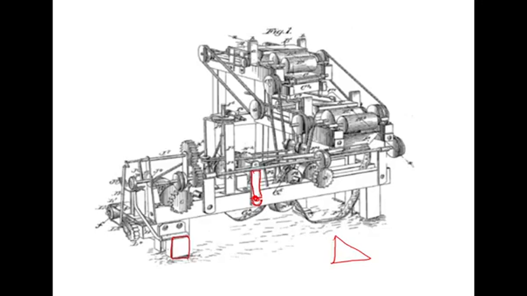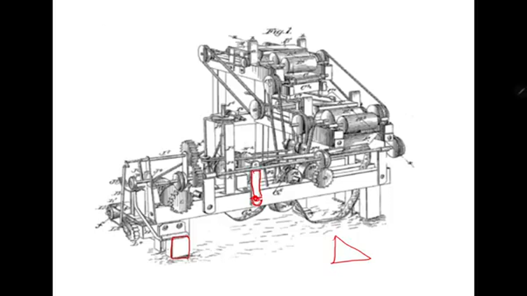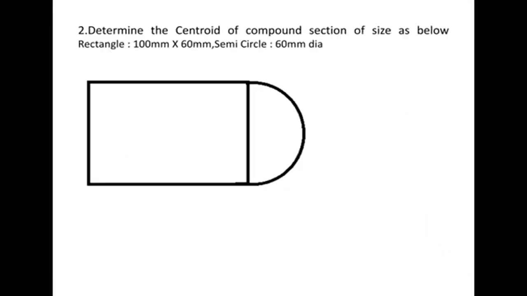If you need to calculate the centroid for a triangle, just look at this. So if I take this plane figure, I have this rectangle, then a semicircle here. If I go to this, I have a plane figure. Determine the centroid of a compound section of size as below. The rectangle size is 100 mm by 60 mm. In fact, in this plane figure, this dimension is enough. So the diameter of the semicircle you can find out from this only. 60 mm is the diameter.